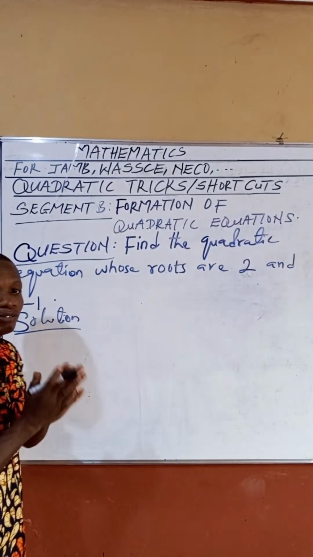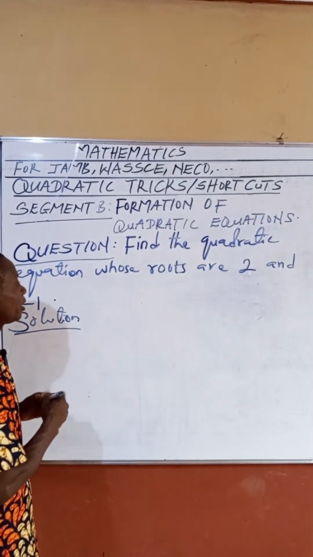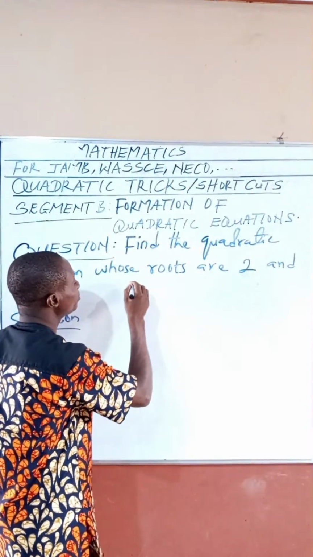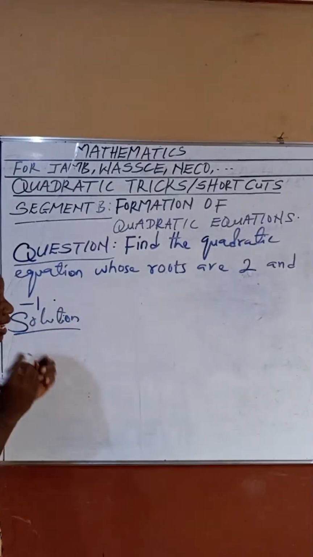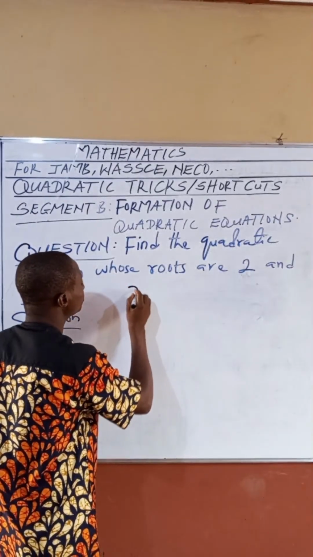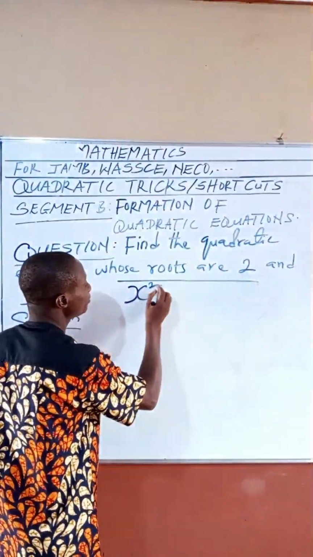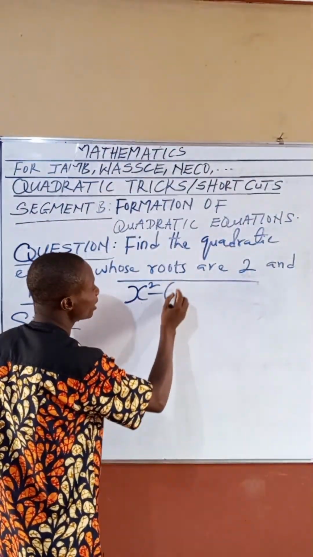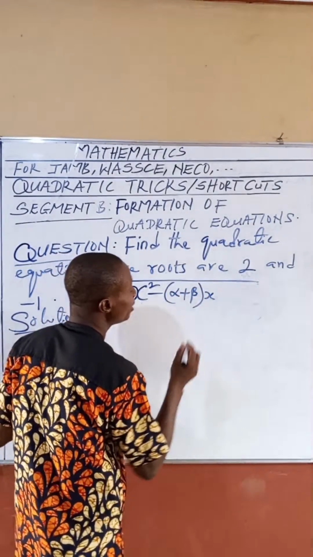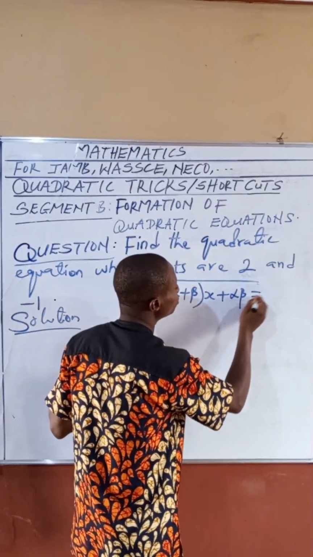Now there is a general formula for forming quadratic equation. What is that general formula? I'm going to write it down for every one of us. That is the trick. You need to know this formula. I'm sure we know it already. The formula is x squared minus (alpha plus beta) x plus alpha beta equals 0.